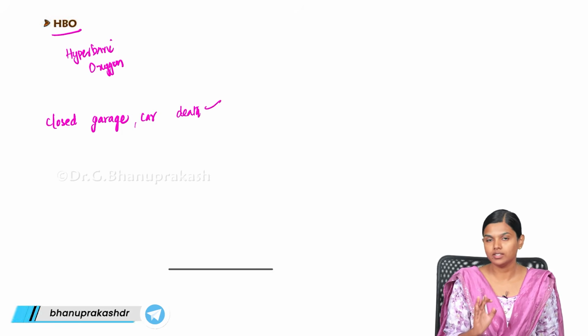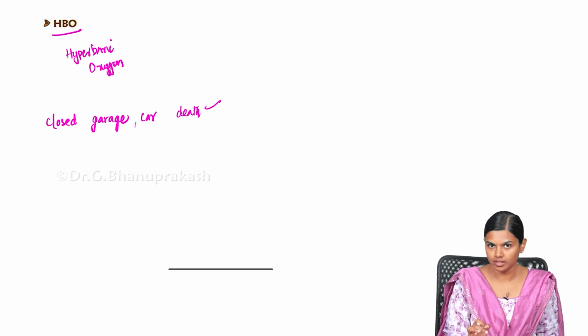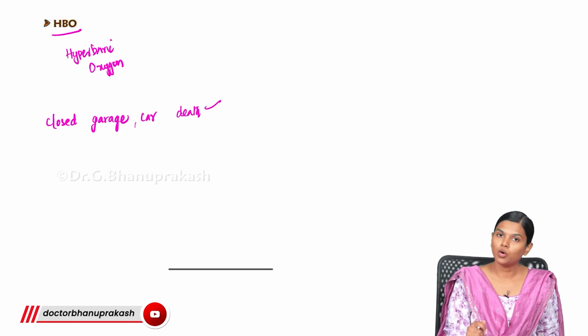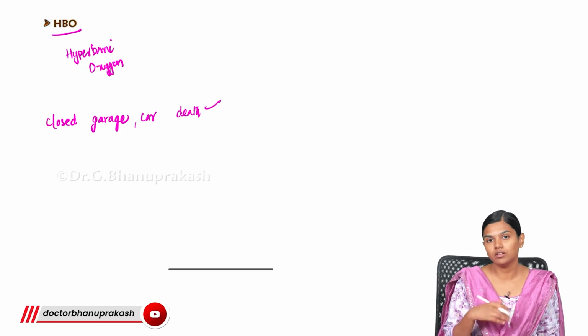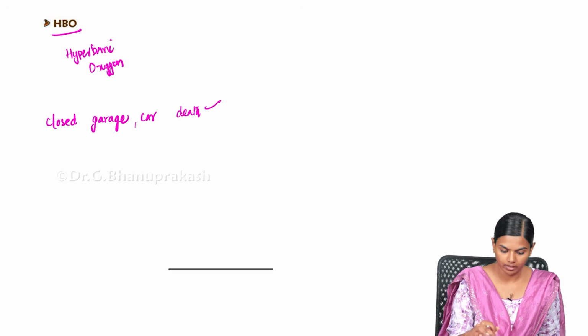Clear? So, first, it is a chemical asphyxiant. It prevents oxygen uptake by the cell by attaching itself to the hemoglobin, and the only mode of treatment is giving enough oxygen under high pressure. 100% oxygen you have to give under high pressure. So, this is about carbon monoxide.